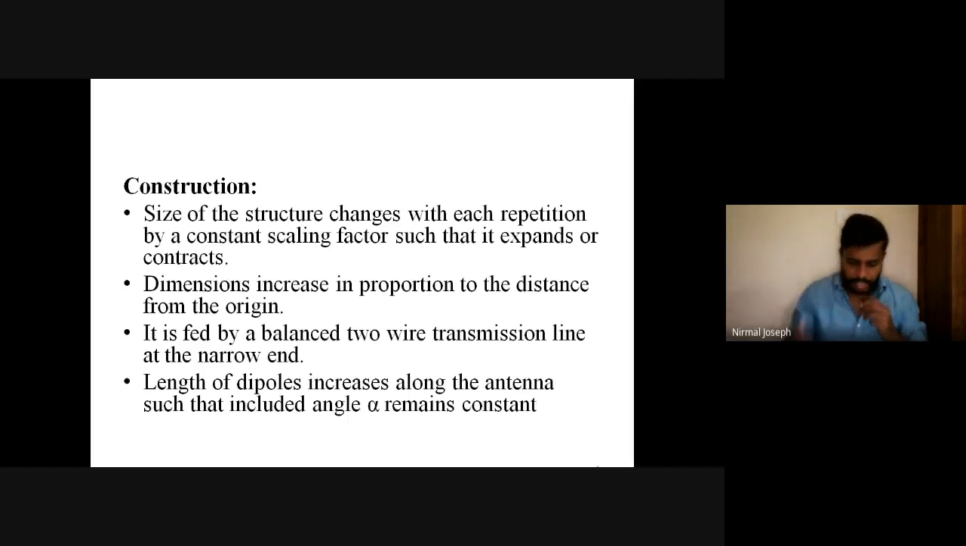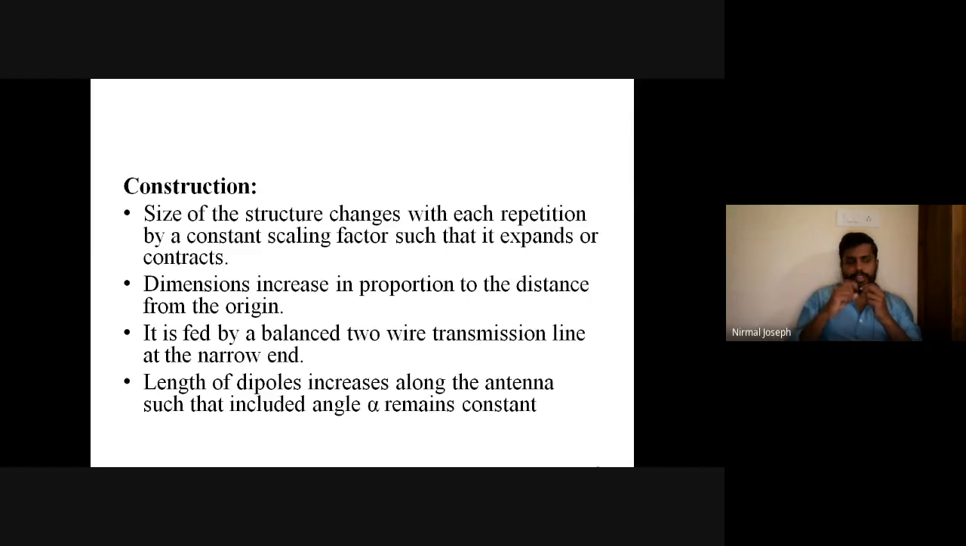Which type of antenna are we using here? We are using dipole antennas. So each element is a dipole antenna. Here at the origin, one small dipole antenna will be there, and the size of the dipole antenna will increase towards the other end. And we are giving the feed at the origin.